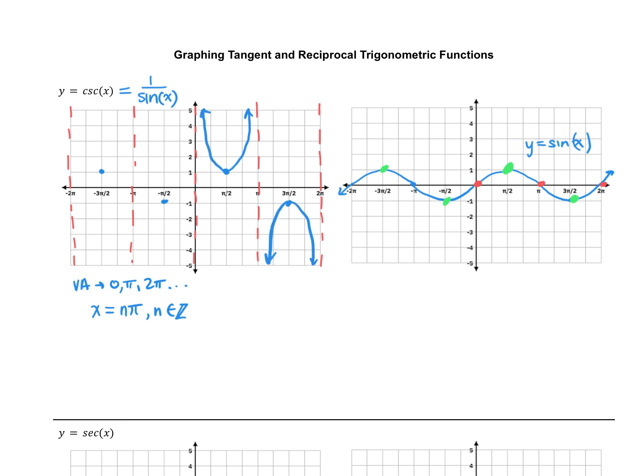It looks like little parabolas between the asymptotes. They're not actually parabolas, but that's what they look like. And there it is.